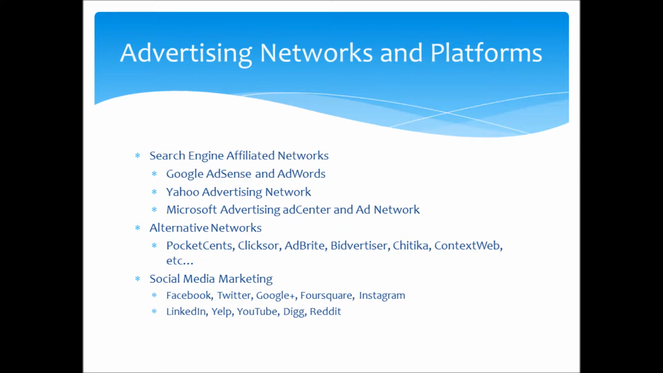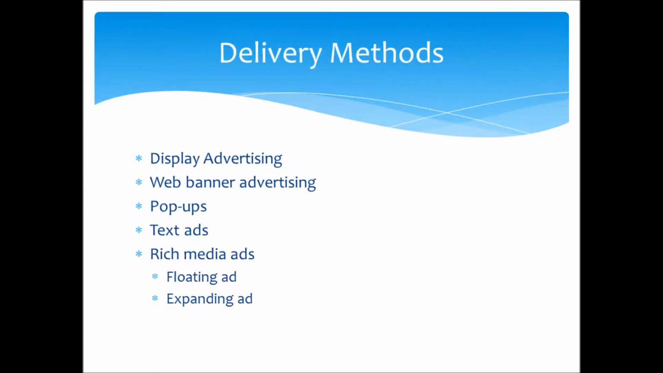There are multiple advertising platforms that could be used to place ads online. Search engine affiliated networks such as Google AdSense and Yahoo Advertising Network are some of the largest venues for online ads. There are also dozens of other alternative networks where one could place ads. Social media marketing such as Facebook is another large advertising venue. There are many ways for publishers to push ads from advertisers to internet users. Display ads, banner ads, pop-up ads, text ads, and rich media ads are a few options available to advertisers.